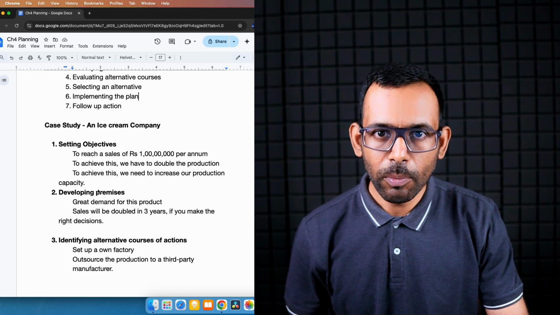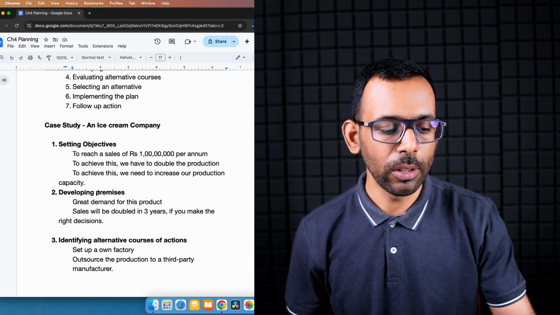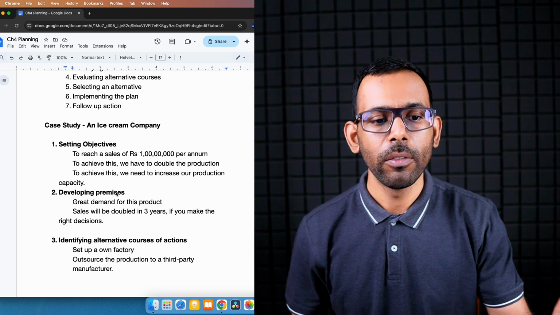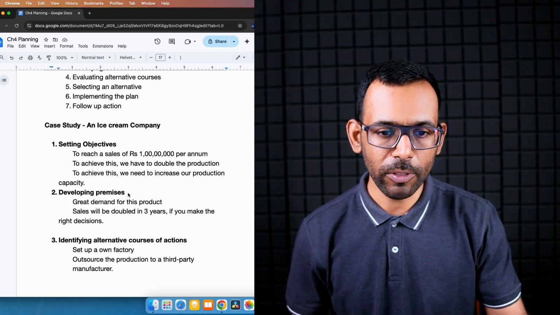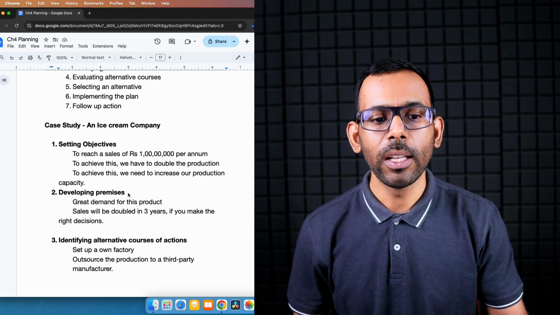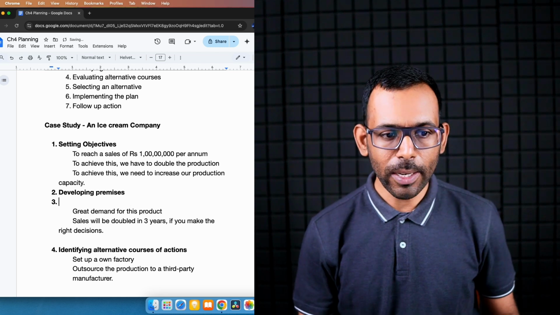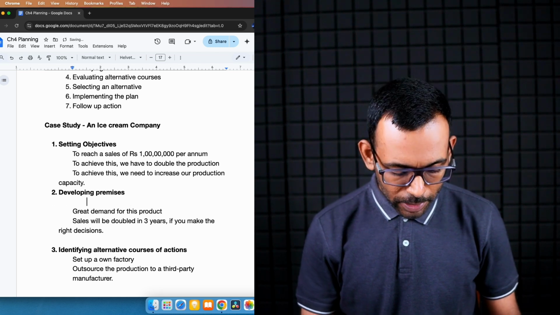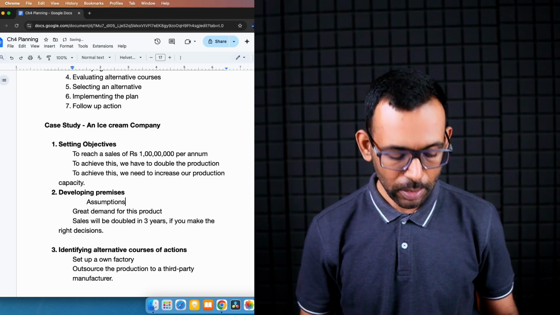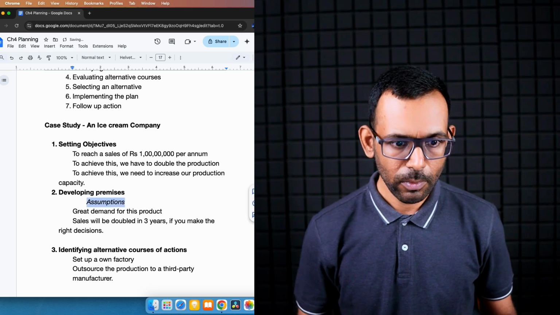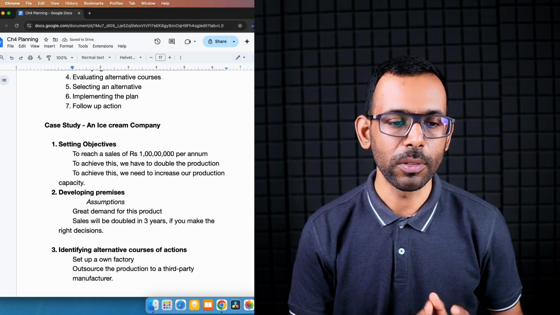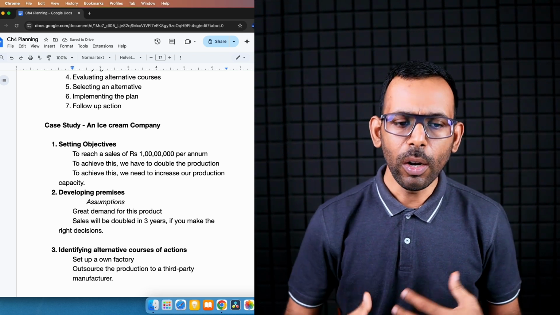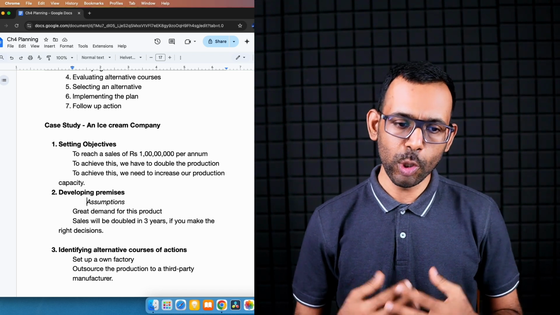Before we proceed with the final conclusion that we are going to set up a factory, we should also look at the second point of this planning process, which is developing premises. You need to understand what is meant by premises. Premises here mean assumptions. Now, what are all the things that we are going to assume here?